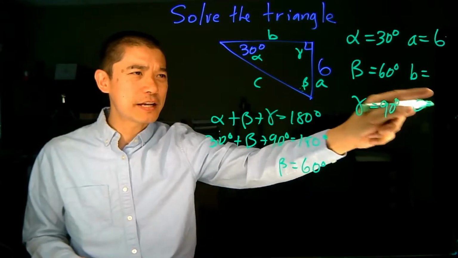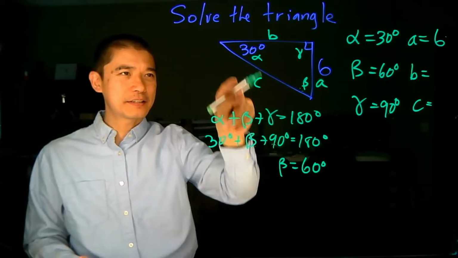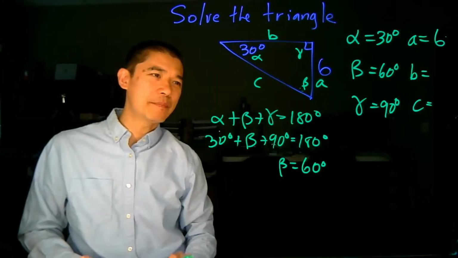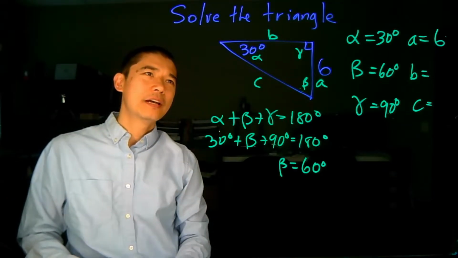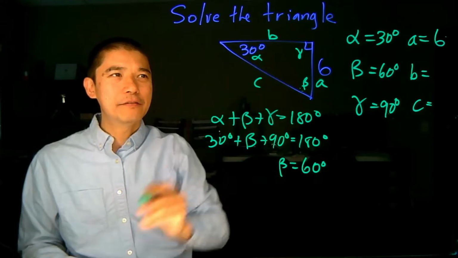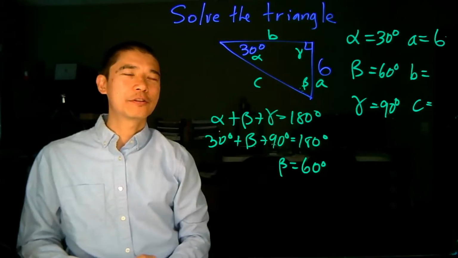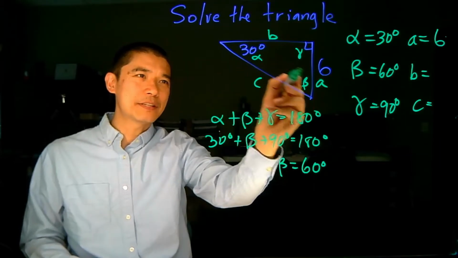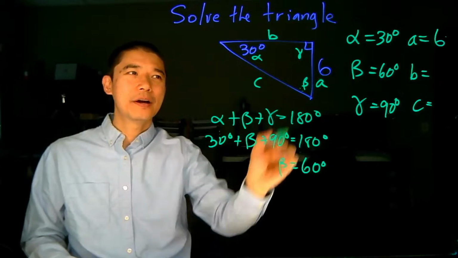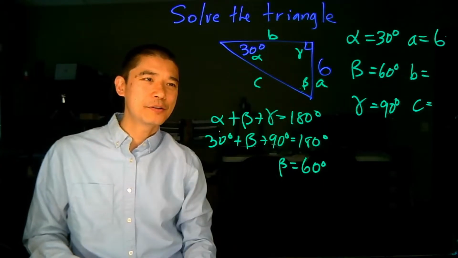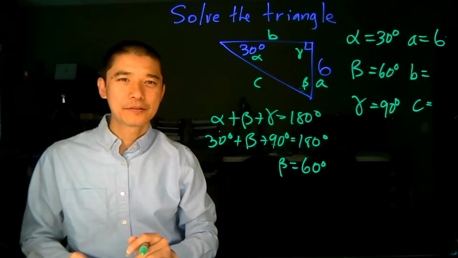Let's focus on side C for a moment. We know that this side has length 6, and we are interested in finding the hypotenuse. We're going to have to pick one of the trigonometric functions to work with. Focusing on this angle alpha, this 30-degree angle, what is that side relative to the 30-degree angle? That is the opposite side. This side, C, is the hypotenuse. Opposite and hypotenuse. Which trigonometric function relates opposite to hypotenuse?